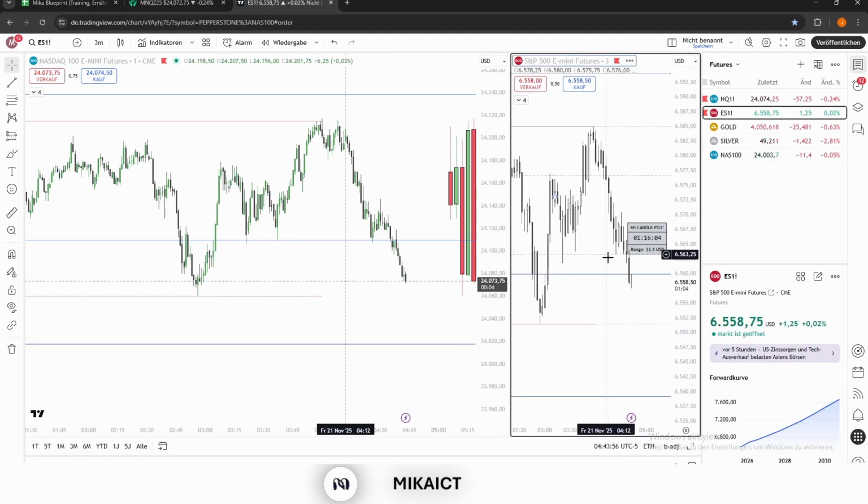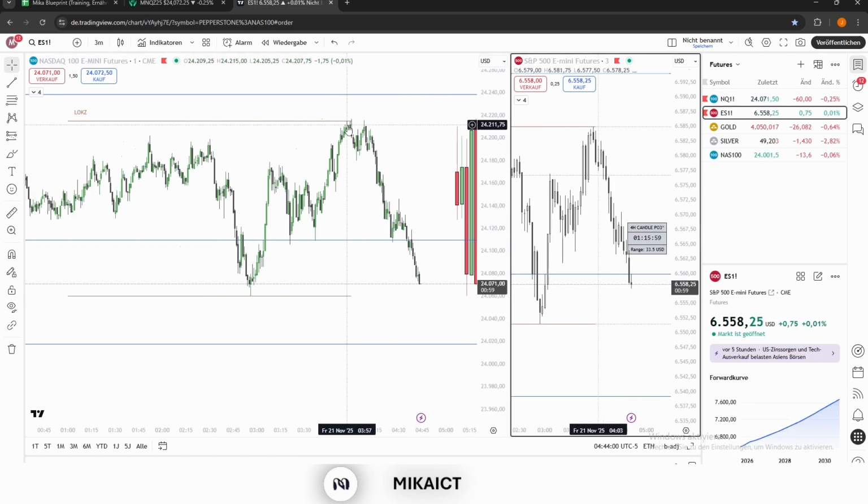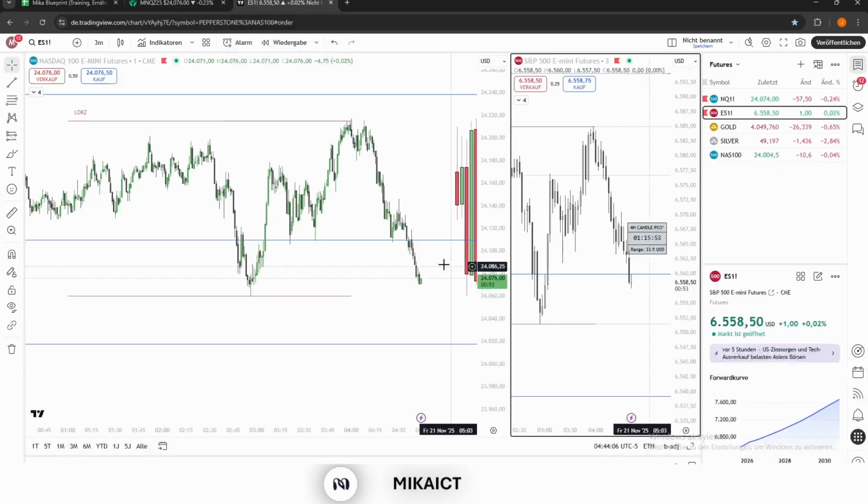Okay, and it looks like ES is a bit stronger here. Okay, I hope that does not take too long.